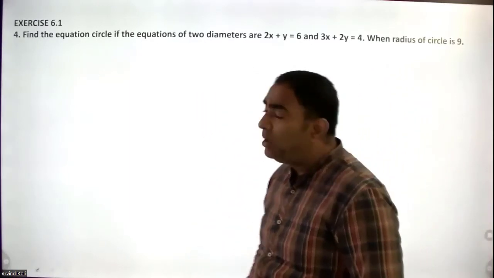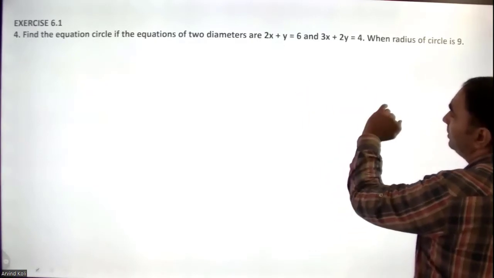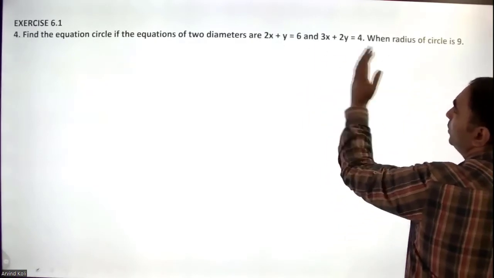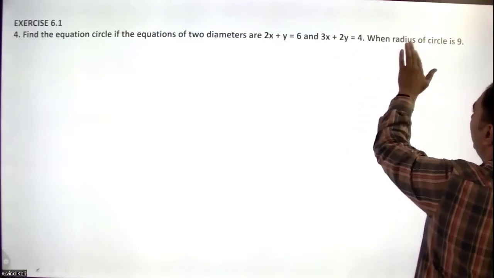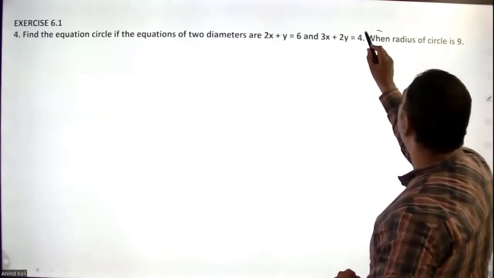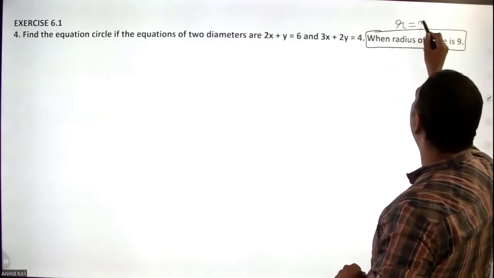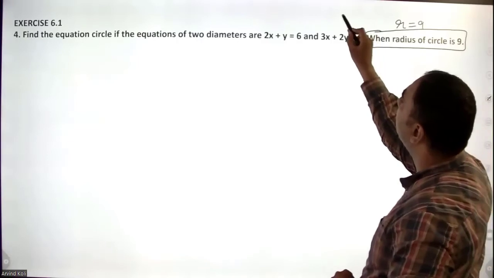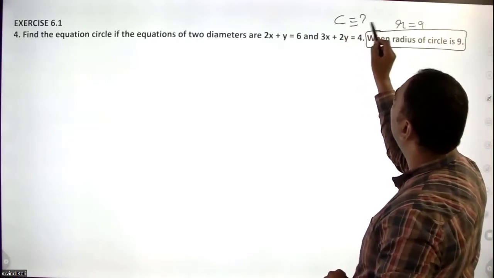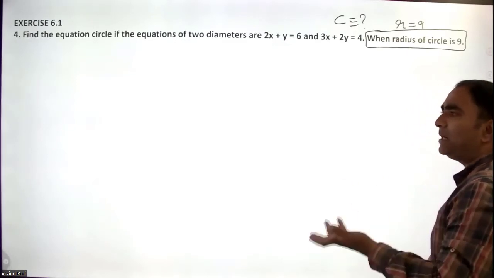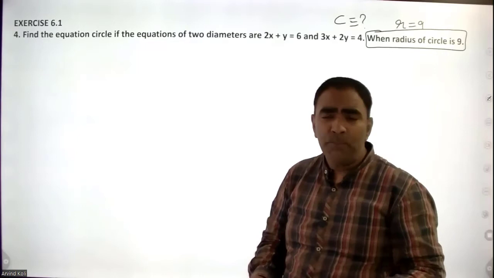It says, find the equation of a circle if the equations of the two diameters are given to us: 2x plus y equal to 6 and 3x plus 2y equal to 4, when the radius of the circle is 9. Now, from here we understand that the radius is 9. The only problem is the center. If we get the center, the matter is settled; then we will apply the center-radius form.